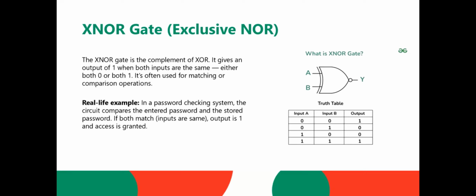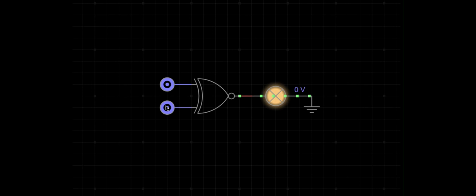XNOR gate. The XNOR gate is the complement of the XOR gate. It gives an output of 1 when both inputs are the same, either both 0 or both 1. So here the truth table is given as 0 0 means 1, 0 1 means 0, 1 0 means 0, 1 1 means 1.